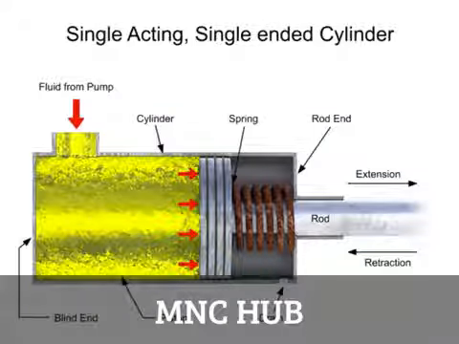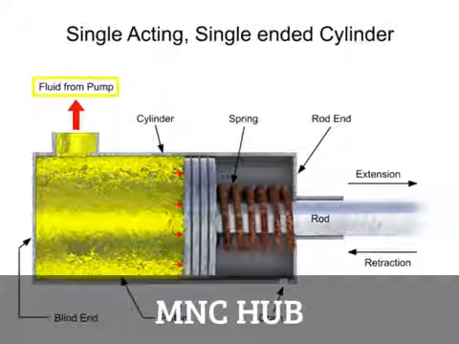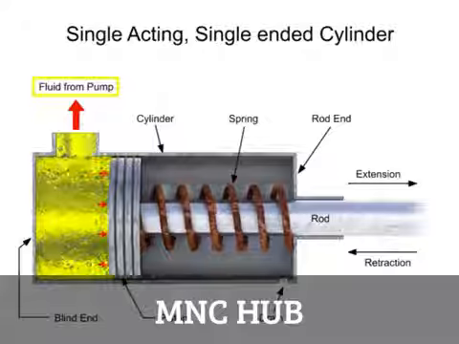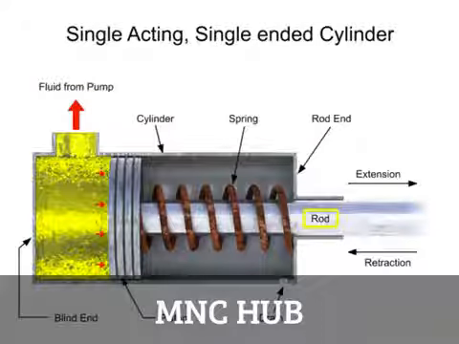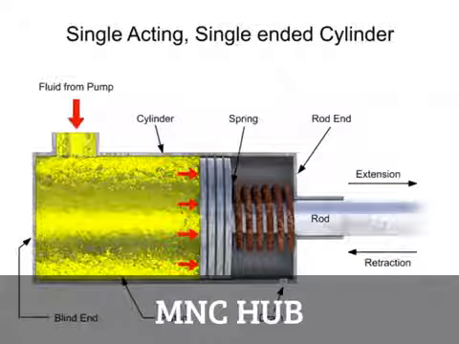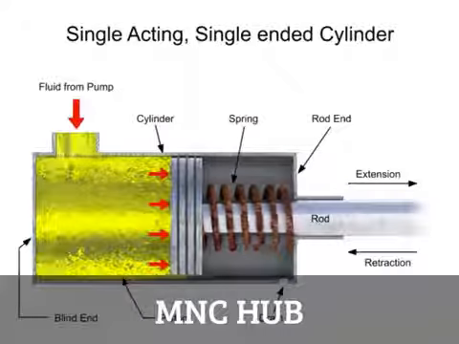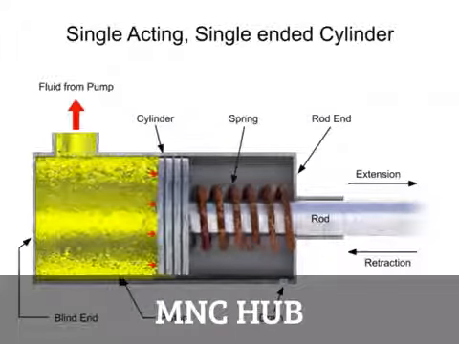When a control valve directs fluid out of the port, the fluid pressure is removed. The force of the spring pushes against the piston in the other direction, and the rod returns to the cylinder. This is called the retraction stroke. Single-acting cylinders are most often found in reciprocating engines, pumps, and hydraulic rams.